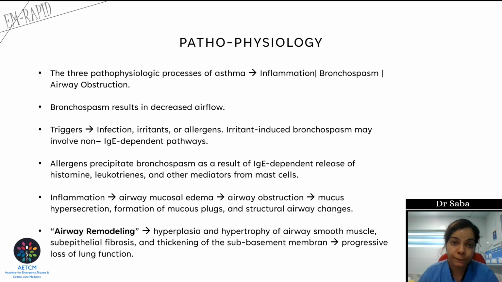Now, airway mucosal inflammation causes airway mucosal edema, which will cause airway obstruction, mucus hypersecretion, formation of mucus plugs, and structural airway changes. That is how the inflammatory cascade, once set off, will cause edema, obstruction, and hypersecretion of mucus, causing formation of mucus plugs and ultimately leading to structural airway changes, causing increased airway resistance, leading to increased work of breathing.